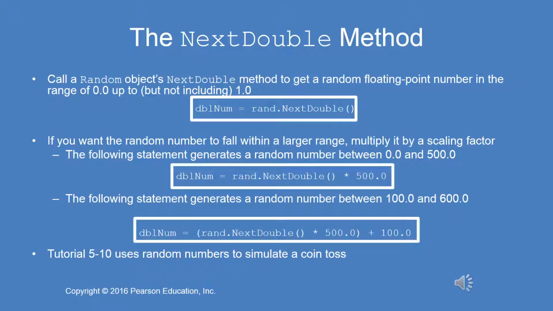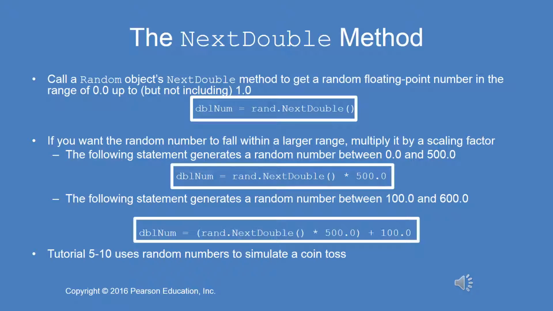So the first rectangular box will store a value in double number, which I'm assuming is a decimal, between 0.0 and I guess 0.99999, etc. I can't remember the exact precision at this point in time. But if you want the random number to fall within a larger range, you multiply it by a scaling factor.